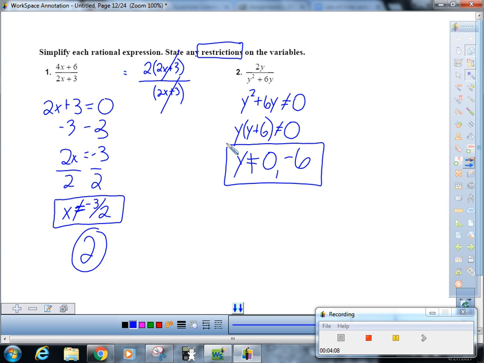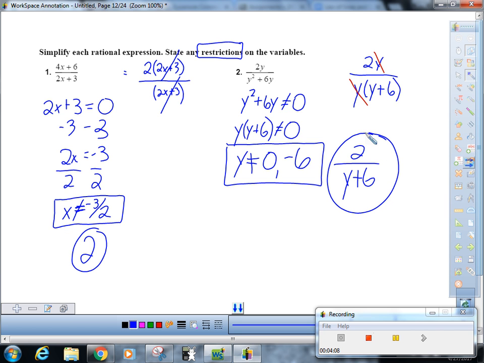So there's our restrictions. And now we'll simplify this thing. We'll rewrite it as 2y over y times y plus 6. Remember, you can only cancel things that are multiplying by each other. It's that one on the right, Caitlin. So now we just can cross out the y's. And our answer is 2 divided by y plus 6. Okay?